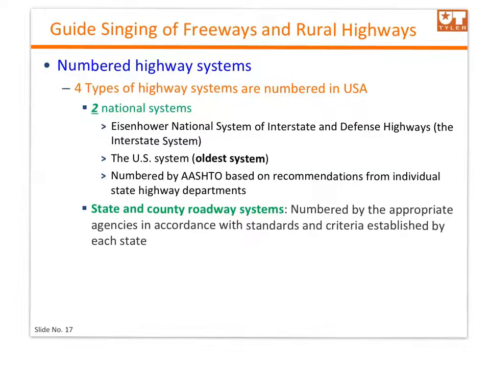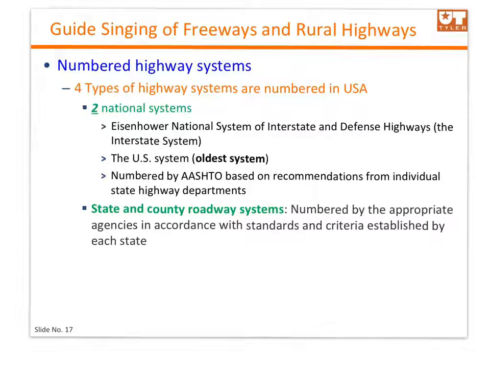For the numbered highway systems, there are 4 types of highway systems that are numbered in the United States. 2 of them are national systems, and the other 2 are the state and county road systems. So let's talk about the national systems first. The first of these 2 national systems was named after President Eisenhower. We call it the Eisenhower National System of Interstate and Defense Highways, and this is what we call the interstate system. The next one would be the U.S. system, which is the oldest system.